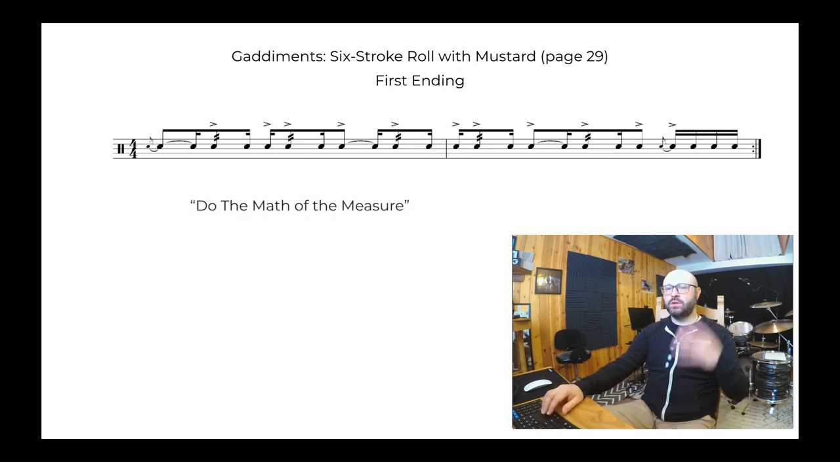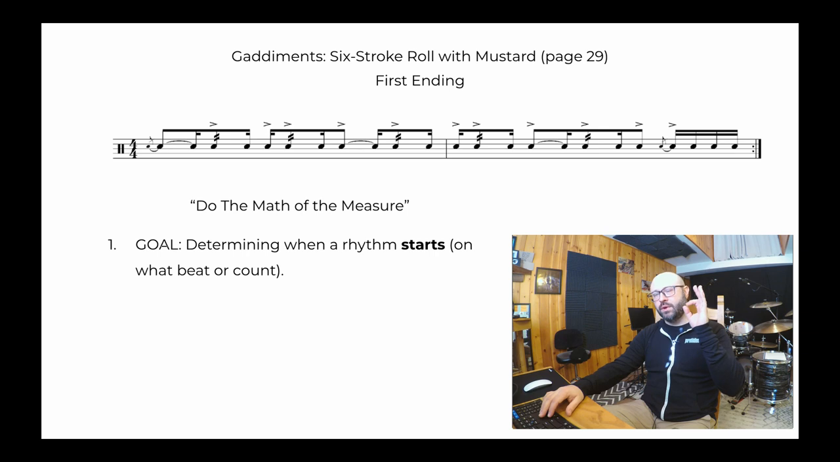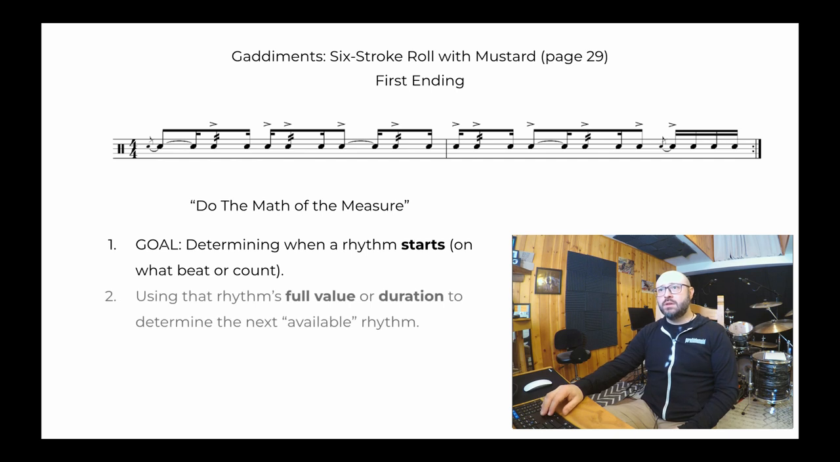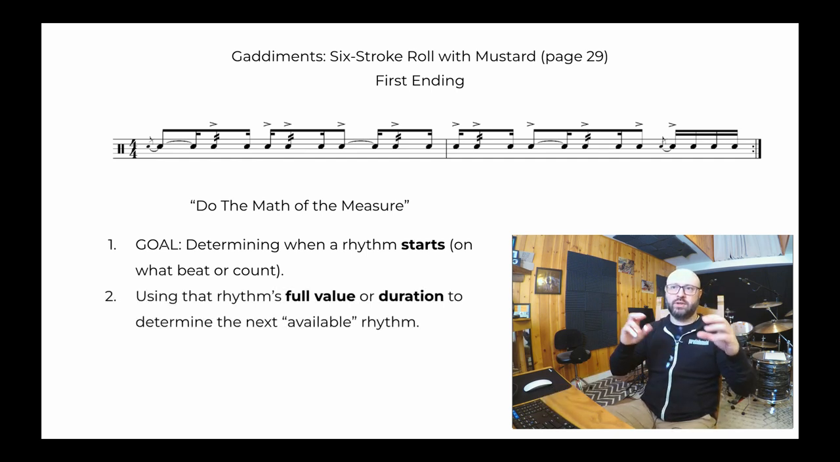Now, what we're gonna do here, like I mentioned before, is the math of the measure. That means figuring out where all these beats lie. The goal of this is determining when a rhythm starts, what beat or what count. Where does the rhythm start? Or if you're doing drum rolls, where does the drum roll end, right? So we're gonna use each rhythm's full value or duration to determine the next available rhythm.